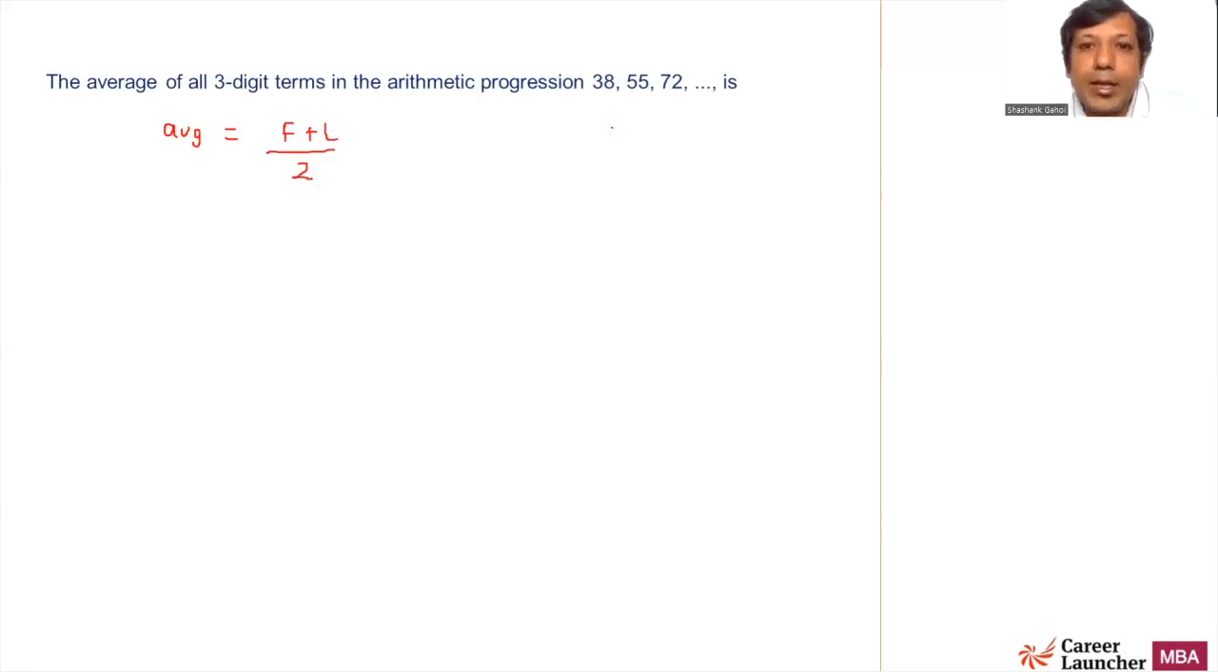Now, if we see, this difference comes out to be 17, this difference comes out to be 17, and so on. And if I divide 38 by 17, my first term is going to be 17 into 2 plus 4. Now the next term is going to be 17 into 3 plus 4. The next term is going to be 17 into 4 plus 4. So the general term of this series is 17 into n plus 4.